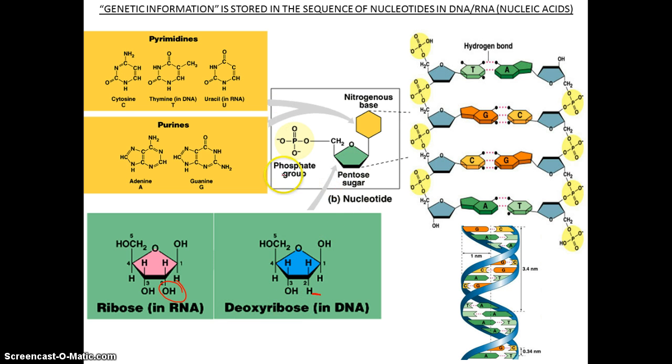And then here's a nucleotide. So both RNA and DNA have a phosphate group, a 5-carbon sugar, which could differ, and a nitrogen base. Both have cytosine, guanine, and adenine, but RNA has uracil instead of thymine.